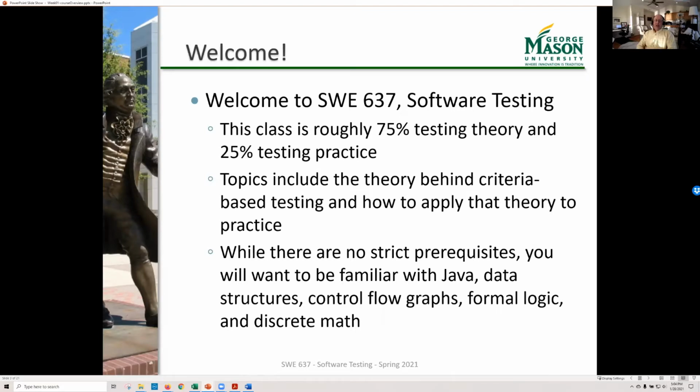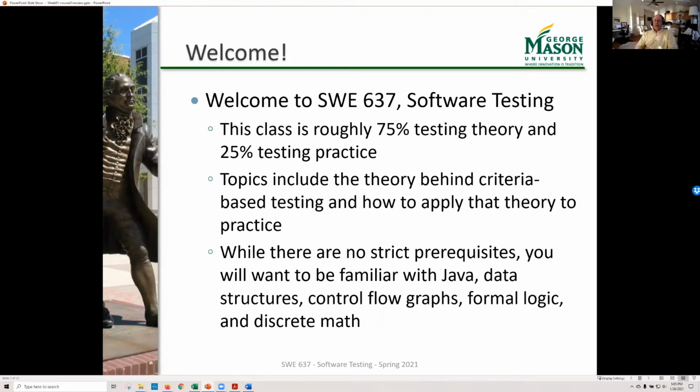This class doesn't have any strict prerequisites. I think 619, which is Java, data structures and OO programming, is listed as a prerequisite. You don't actually have to have it in order to sign up. I don't really care if you've taken 619 or not, but to be successful in the class, you're going to have to be at least reasonably familiar with Java. With a few exceptions, we're not going to dive down into the weeds of weird object-oriented inheritance stuff. We're mostly going to be using Java in a pretty straightforward way.